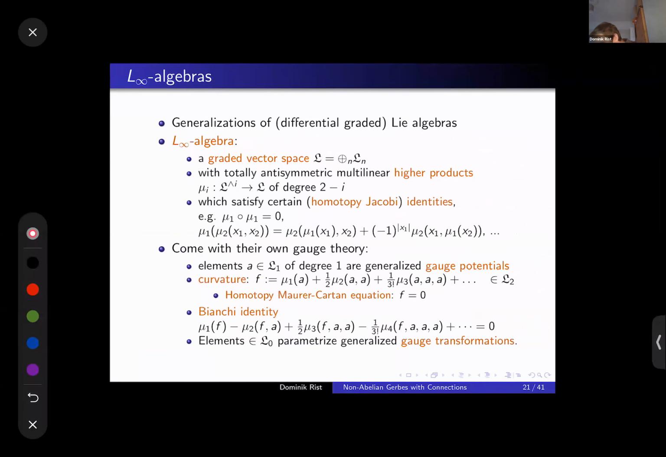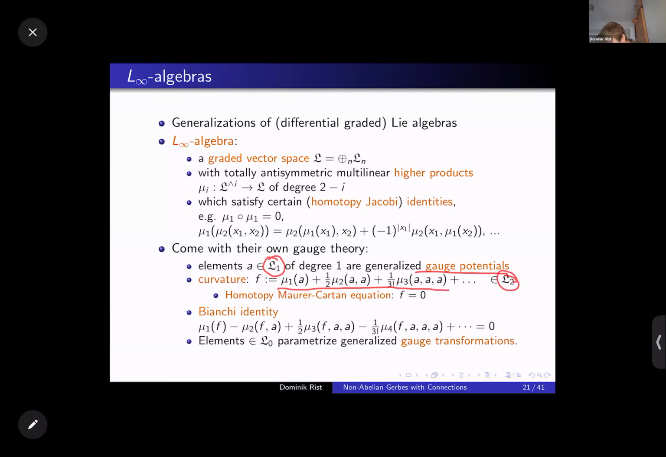L-infinity algebras are nice because they come with their own gauge theory, so-called homotopy Maurer-Cartan theory. So let me describe that. First of all, elements of degree 1 are called generalized gauge potentials. Elements of degree 2, which have this form, that is what I call the curvature. We will digest that in a little bit. For now, I have these abstract equations. And the homotopy Maurer-Cartan equation then just means f equals 0. So this is the vanishing of the curvature. The curvature f obeys a generalized Bianchi identity. Again, it has this form. And elements of degree 0 give you gauge transformations, again, generalized gauge transformations.